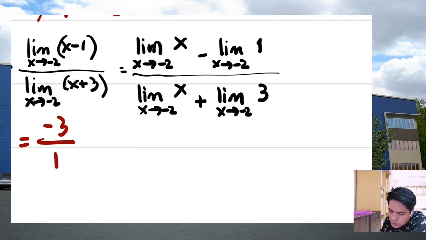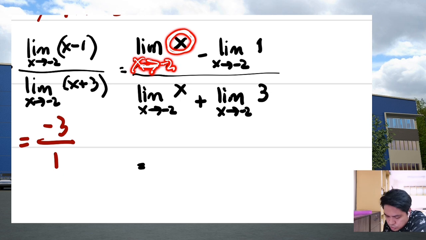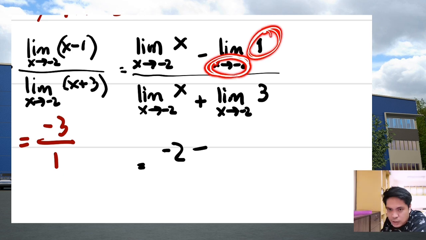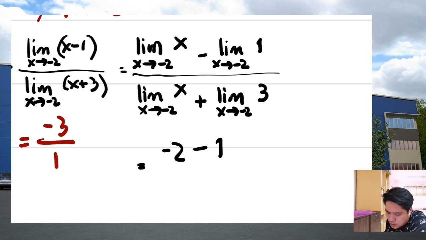Of course, ito, common sense. What does x approach when x approaches negative 2? Common sense, di ba? Ano yung ina-approach ng x kung x approaches negative 2? So, andyan yung answer. It will approach negative 2. So, that would be negative 2 minus. How about this? What would 1 approach as x approaches negative 2? Of course, 1 is a constant. So, kahit ano pang i-approach ni x, di siya affected, because it's a constant. Diba? So, therefore, it still will approach 1, or that's still equal to 1.